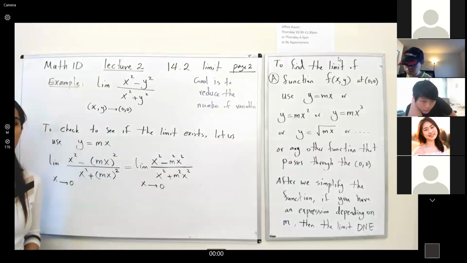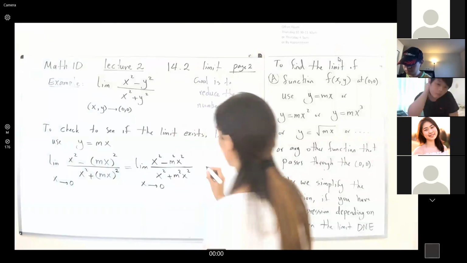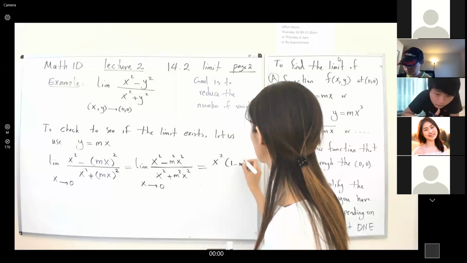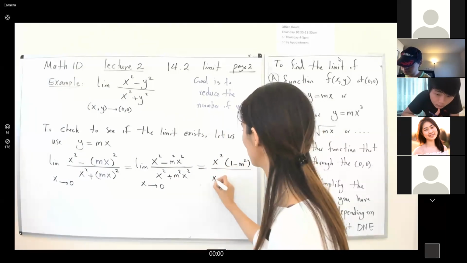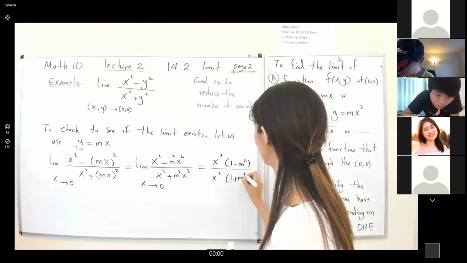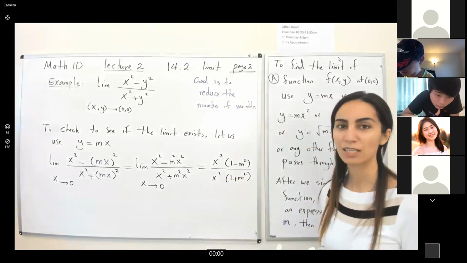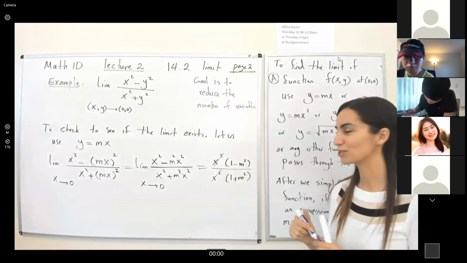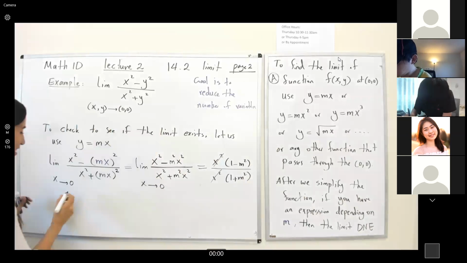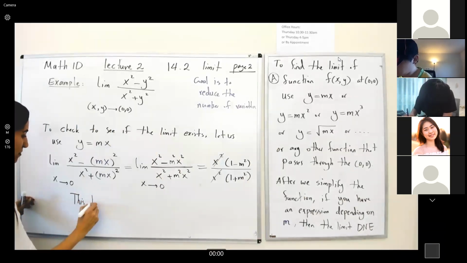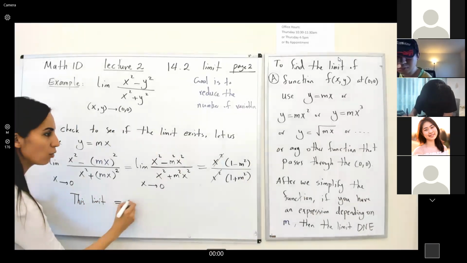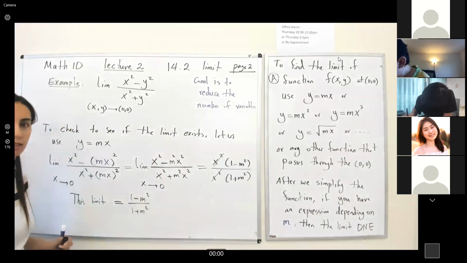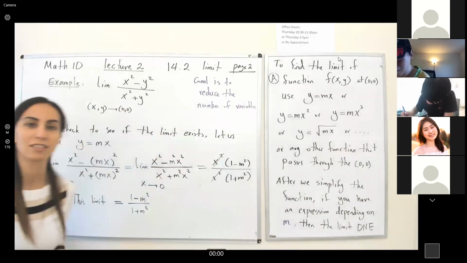It is super easy to solve, of course. Here you can factor out x squared: 1 minus m squared, divided by x squared, 1 plus m squared. And while x goes to 0, you can cancel out x squared and x squared. The outcome is that this limit is equal to 1 minus m squared over 1 plus m squared. So that depends on m.